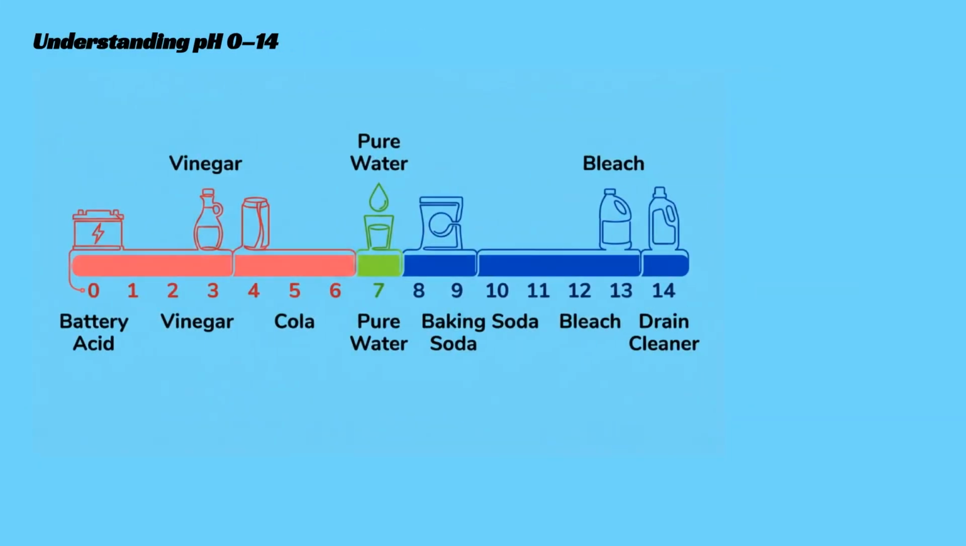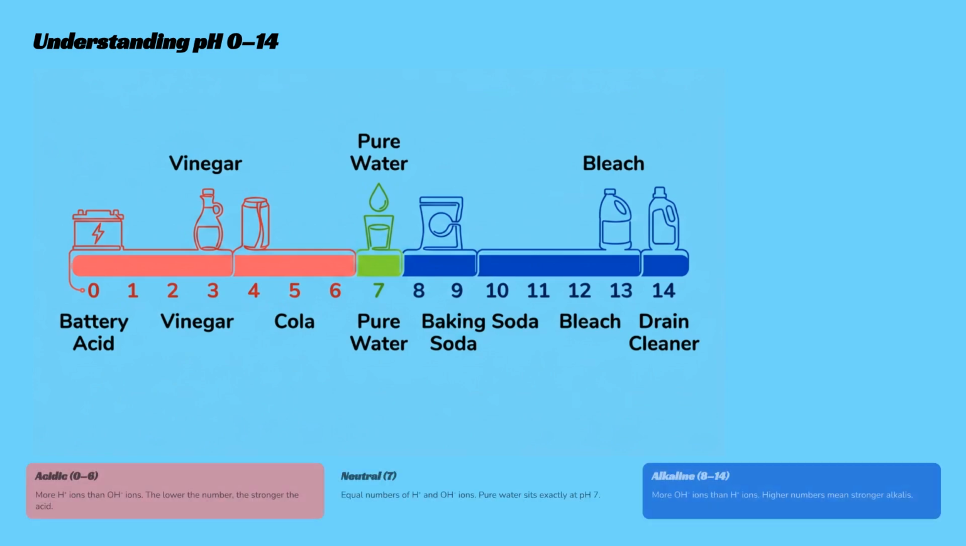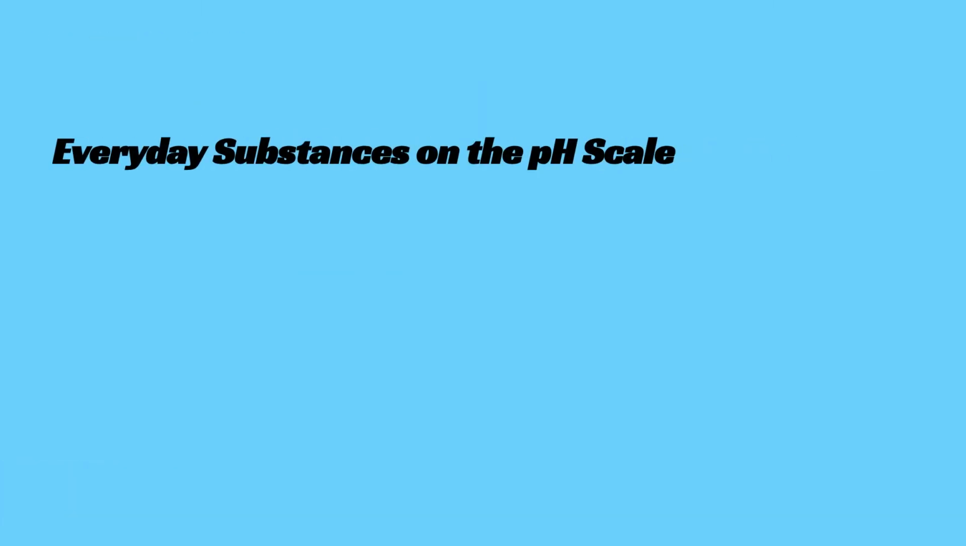The pH scale ranges from 0 to 14. Acidic solutions are 0 to 6, neutral is 7, and alkaline solutions are 8 to 14. Stronger acids are lower numbers, and stronger alkalis are higher numbers. Everyday substances range across the pH scale.